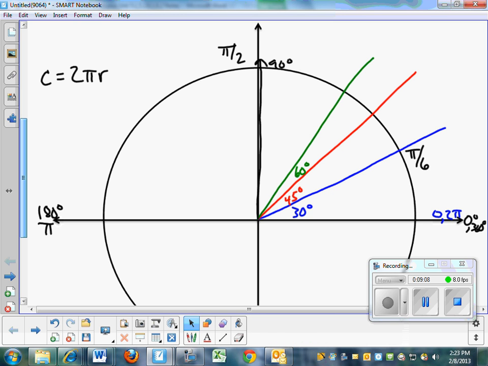So this length right here that I measure in blue on the unit circle, that arc length right there would be exactly pi over 6 units. And that is the same as 30 degrees. We have to be able to transfer back and forth. Let's see if we can figure these out.